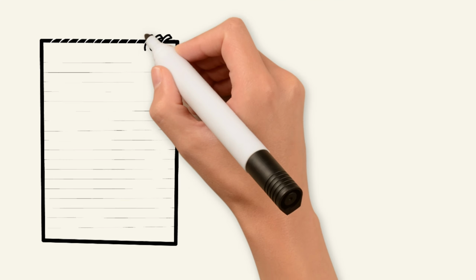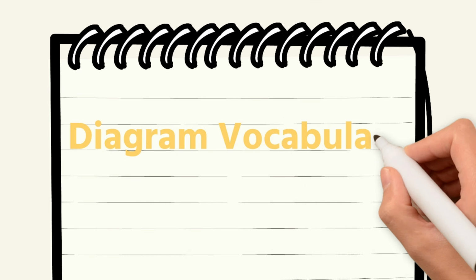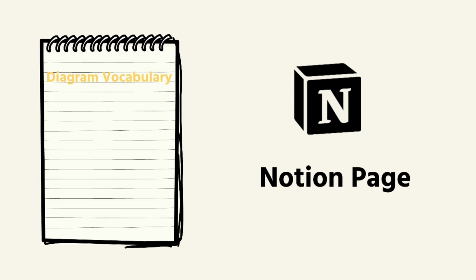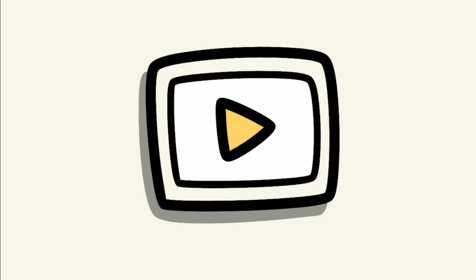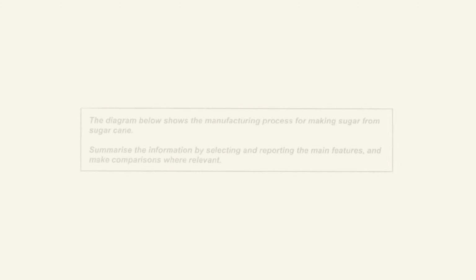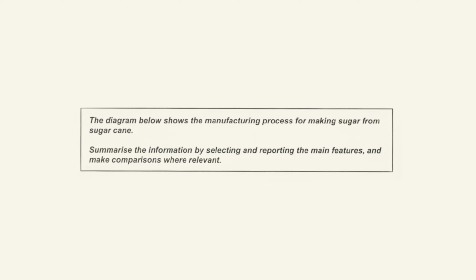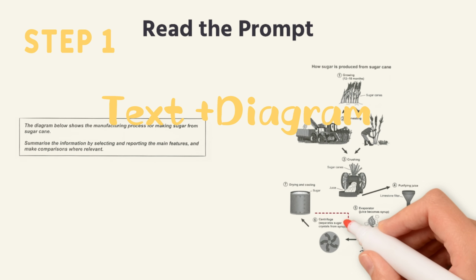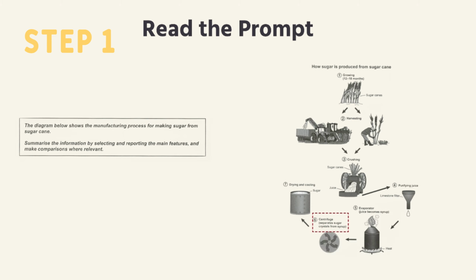And we have prepared the process diagram vocabulary list and this sample essay for you on the Notion page. Here is a suggestion. Watch the video first to get the content, then watch it again to take notes. Now, let's read the prompt together. Tip for reading the prompt: read the text and the pictures. Don't miss the small text in the image.